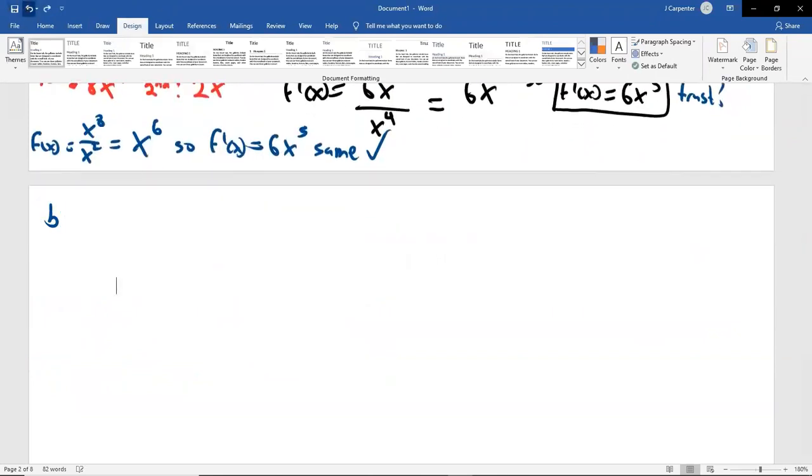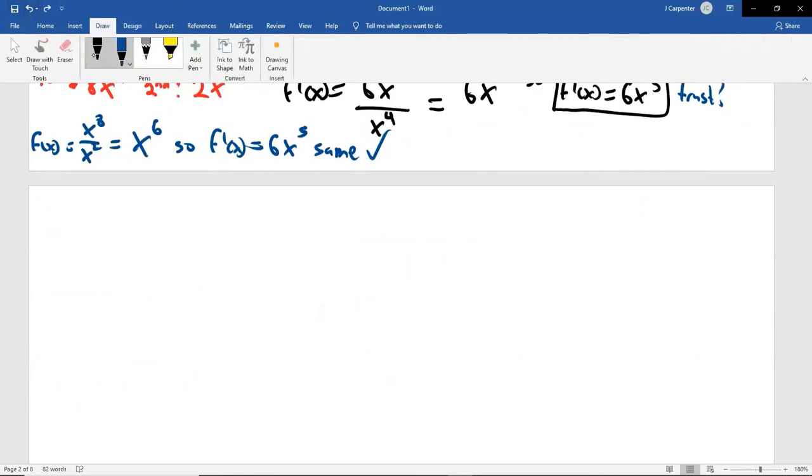Wrong color, not that it technically matters, but I want consistency. B. So let's go with an original function of x squared over x plus 1. So this is a much more common type of problem.